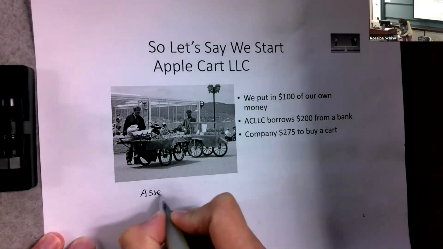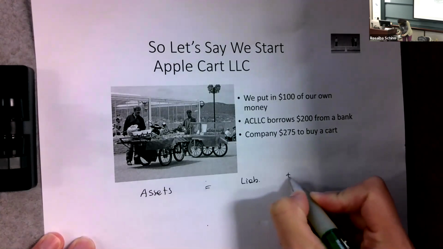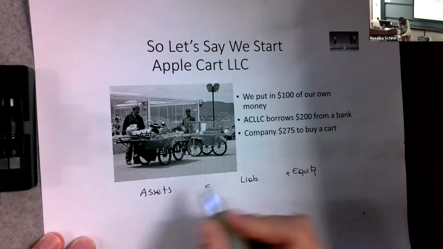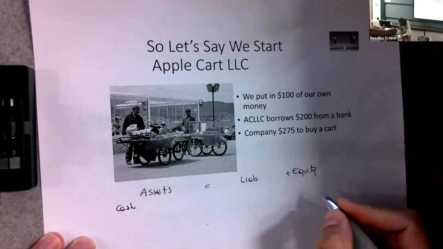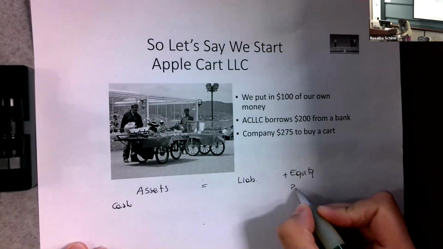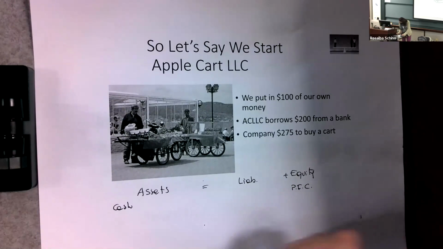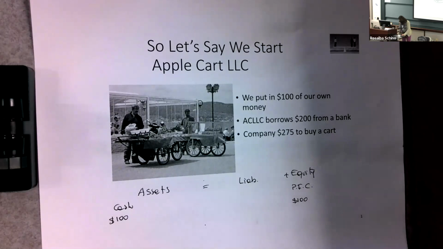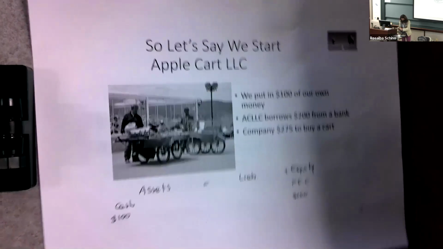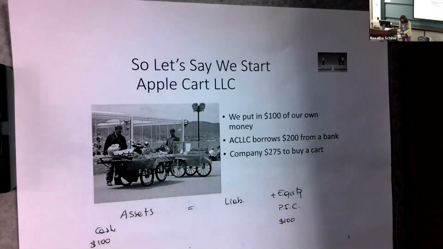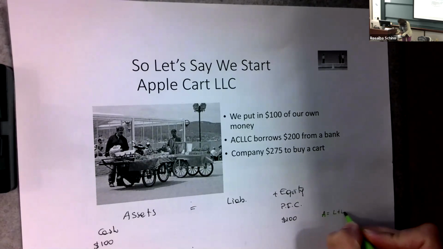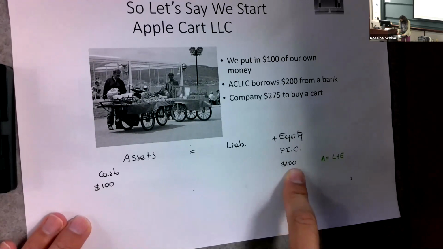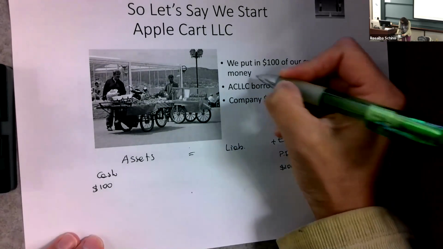So here I have my assets equals liabilities plus equity, okay? So number one, we put $100 of our own money into the company. So I have cash over here, which is an account of the assets, and in the equity, I'm gonna use paid-in capital, which is an account of the equity. So I put in $100, and I have now $100 in equity. Here, my assets equal my liabilities plus equity, because my assets are 100 and my liabilities plus equity are 100. So this is my first transaction.